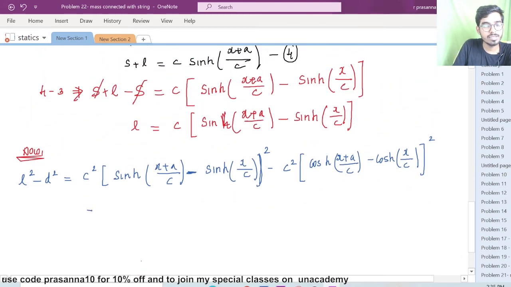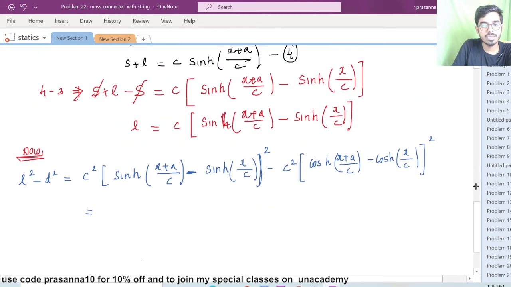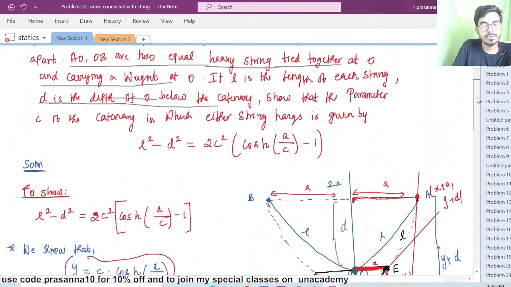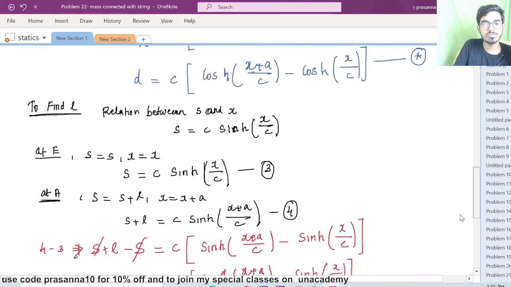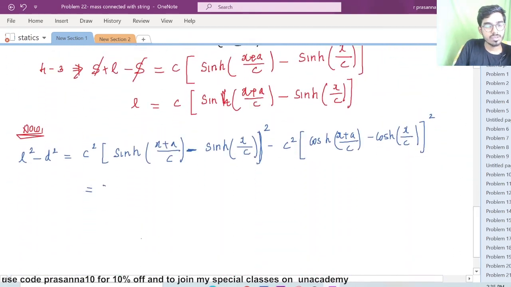Now you just need to simplify this, and you need to prove that L square minus D square is equal to 2c square cosh of a by c, right? Yes. Now you can take c square common from these two terms. Just expand in the a minus b whole square formula. So it will be a square plus b square minus 2 times ab, right?